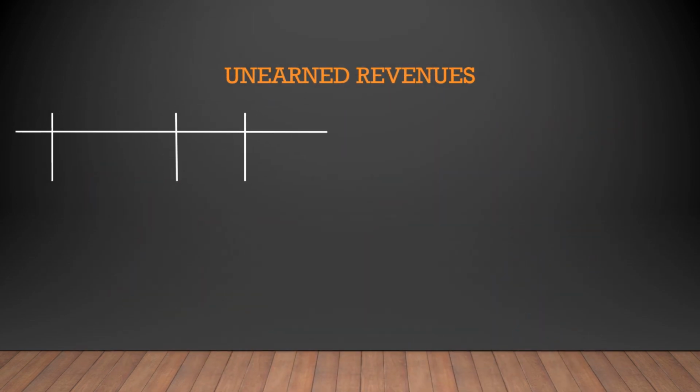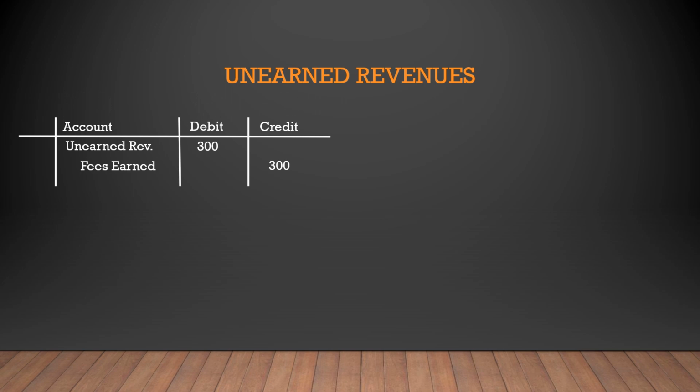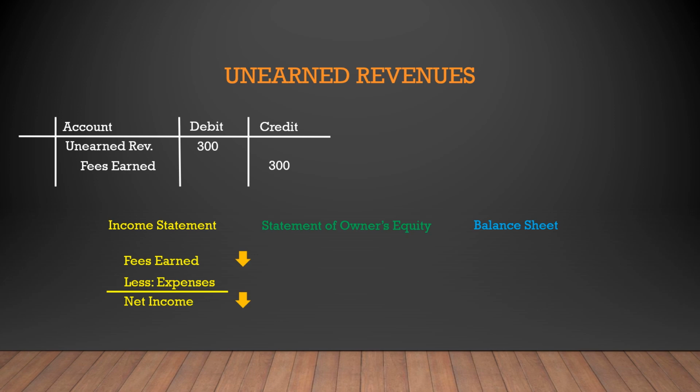Consider unearned revenues next. We can trace the consequences of omitting this journal entry through the financial statements just as we did with accrued revenues. Just as we saw previously, if we fail to record the fees earned from this journal entry, our fees earned will be understated on the income statement, which will lead to an understatement in net income. When we build our statement of owner's equity, our net income from the income statement will be understated, which will understate ending year owner's capital. This error will flow through to the balance sheet.